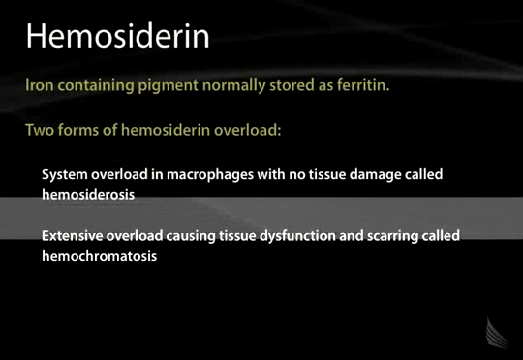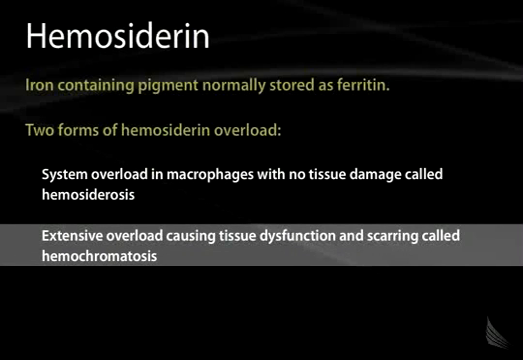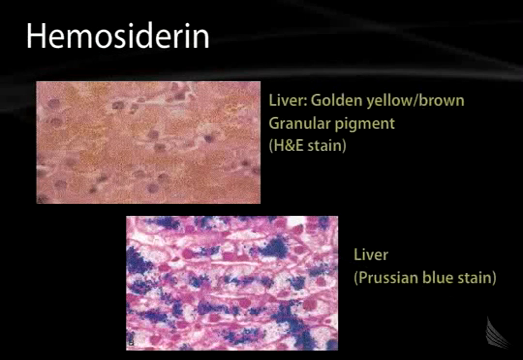There's a more pathologic form of this called hemochromatosis, and this is where you get extensive overload causing dysfunction of tissues and scarring, and that's hemochromatosis. We'll discuss this particular disease in more detail in the liver section of the pathology lectures. Here's a picture of what hemosiderin looks like. In H&E stain, you see a yellow or brownish granular pigment. If you do a Prussian blue stain, which highlights iron in blue, you can see accumulation of this granular, bright blue material, which represents hemosiderin.